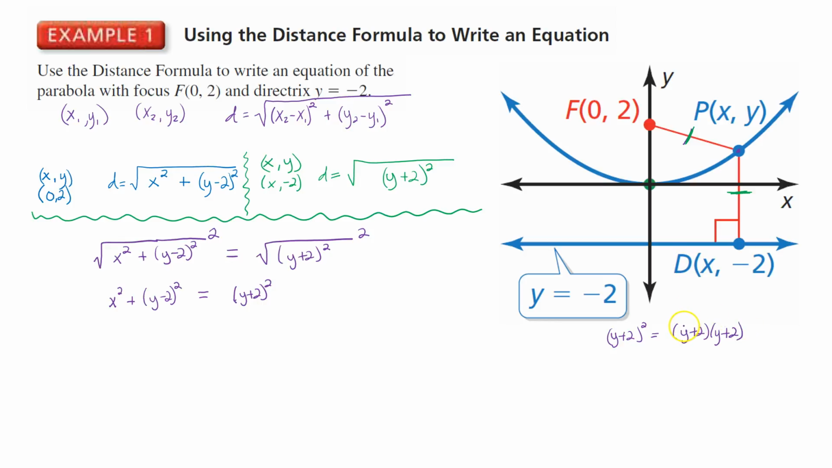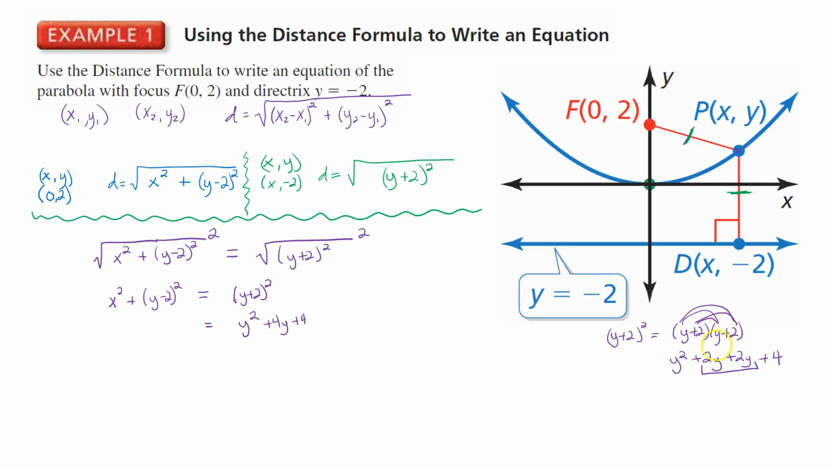Or the other way to call it is using the distributive property twice. Y times y is y squared. Y times 2 is plus 2y. 2 times y is plus 2y. And 2 times 2 is plus 4. These guys are like terms. 2y plus 2y is 4y. So on this side I get y squared plus 4y plus 4.